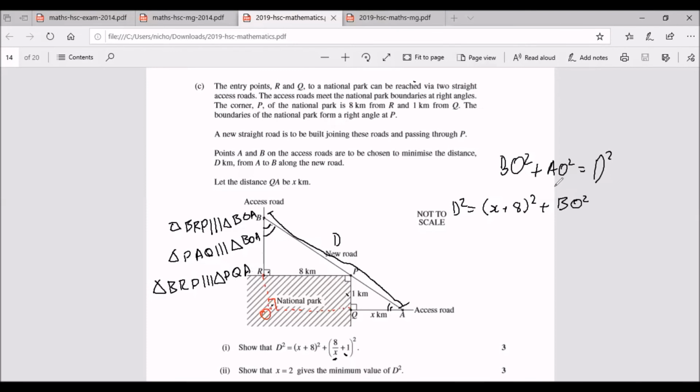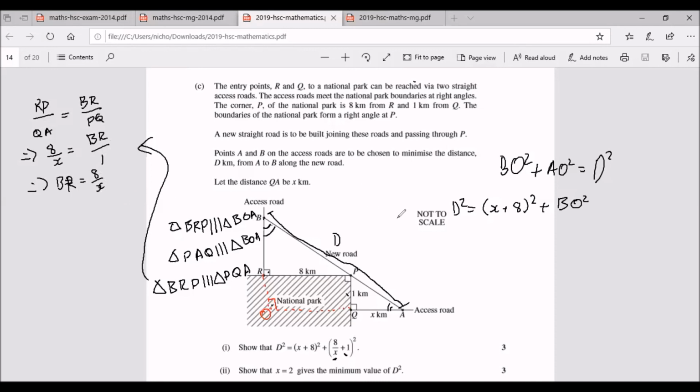So what do we know about similar triangles? We know that the corresponding sides have to be in ratio, right? So we know that RP, for example, all over QA is going to be equal to BR over PQ. Does that make sense? Yeah, that's right. So then that gives us that 8 over x is equal to BR over 1, which gives us that BR equals 8 over x, which is exactly what we wanted.